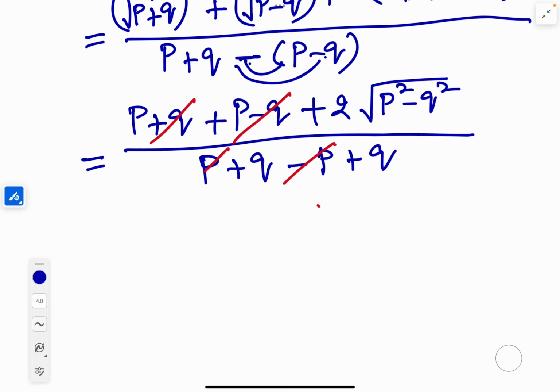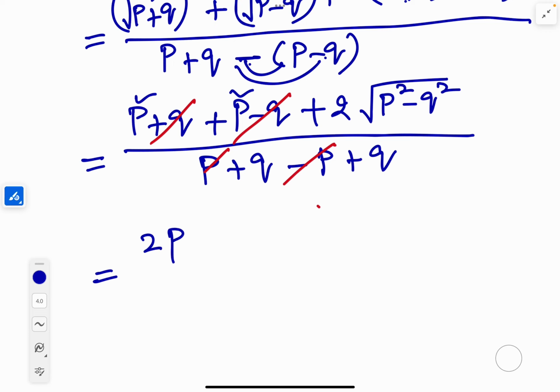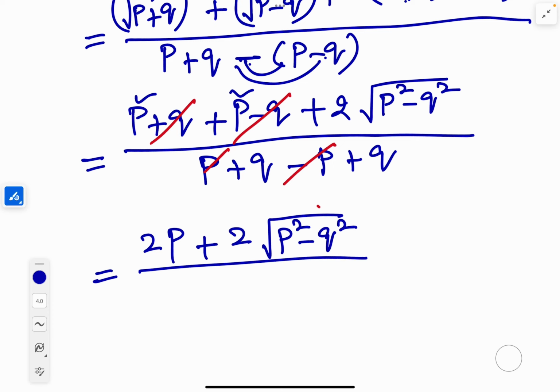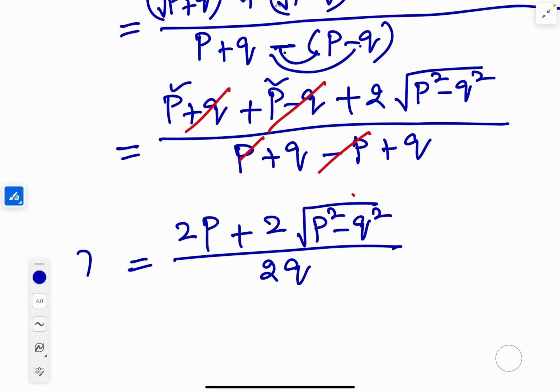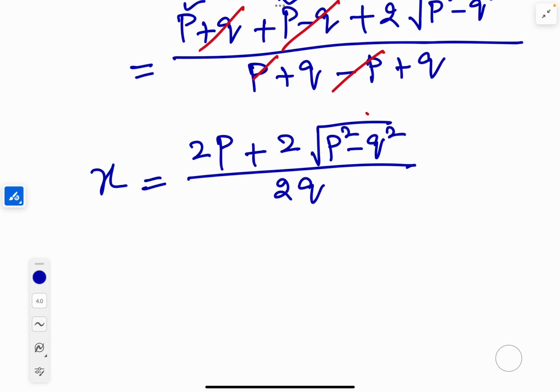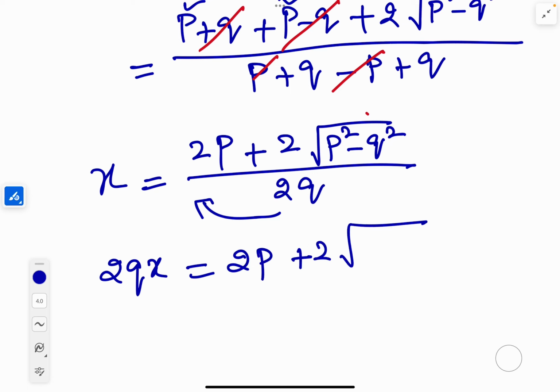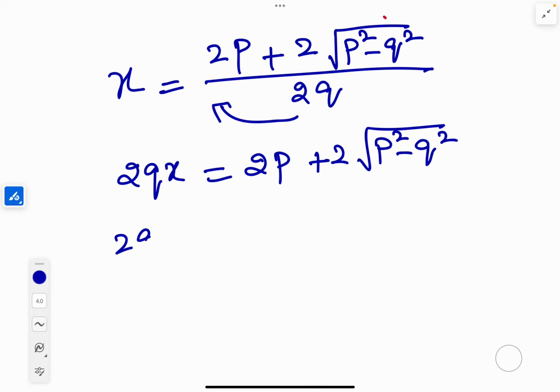So what are we left with? We are left with p plus p is 2p plus 2 into square root of p square minus q square, by denominator we are left with 2q. Children, this is our x, okay. Now transpose this 2q that side, so we will get 2qx is equal to 2p plus 2 times square root of p square minus q square, okay.